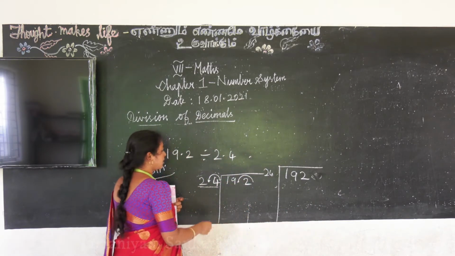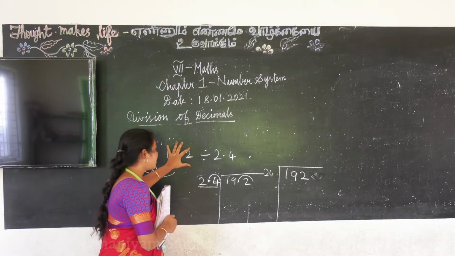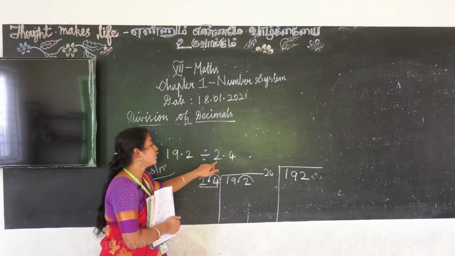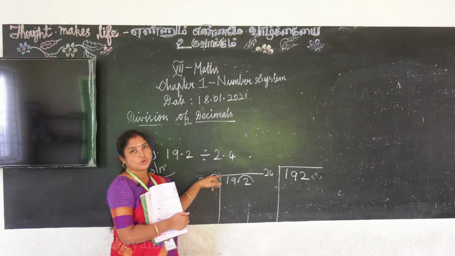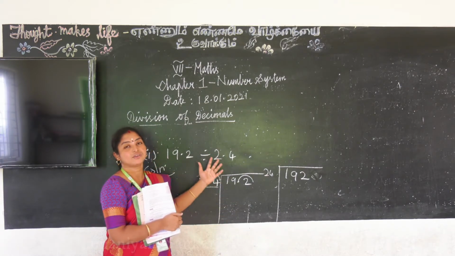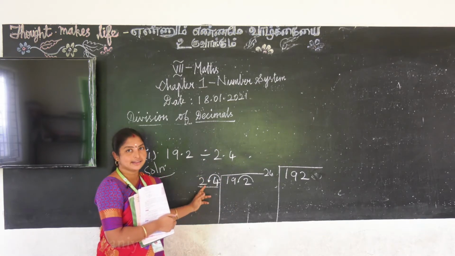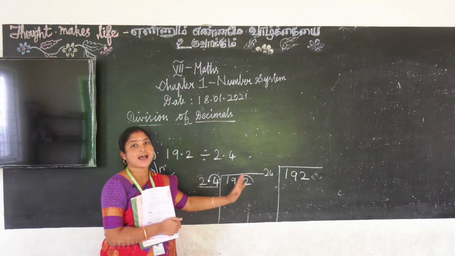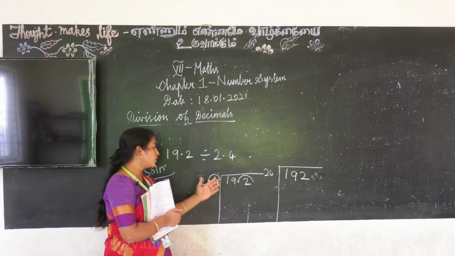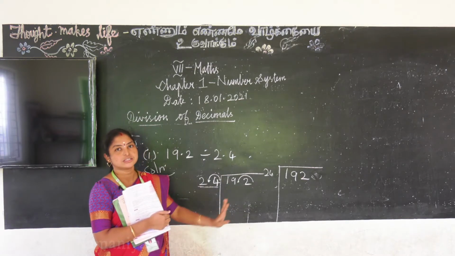Listen, you have to remember that when a decimal number is divided by a decimal number, we have to bring the divisor to a whole number. To get the divisor as a whole number, we have to move the decimal point towards the right side until we get a whole number. For both the divisor and the dividend, we move the decimal point towards the right side.